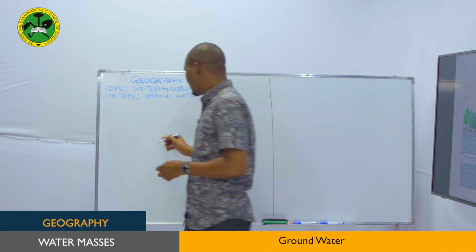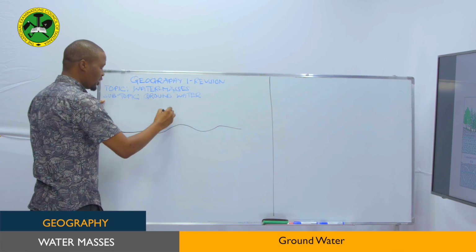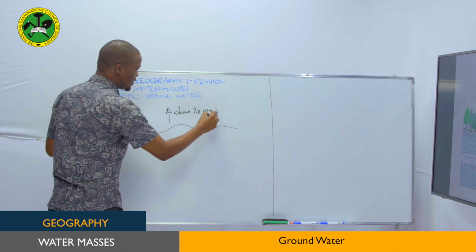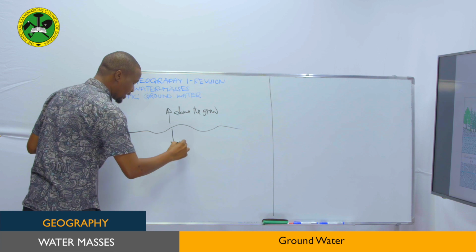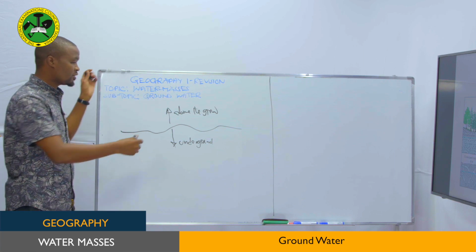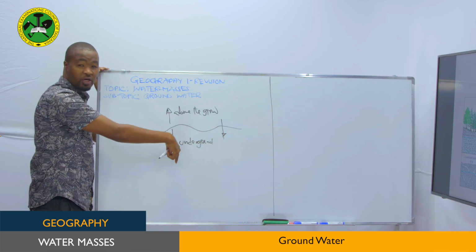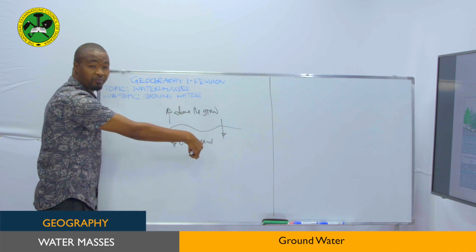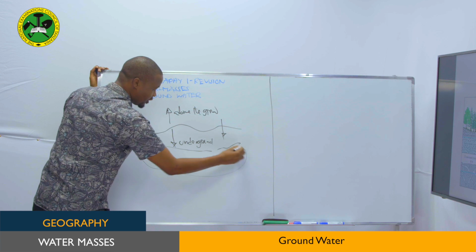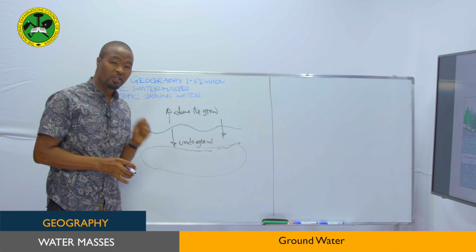Let's assume this is the ground. Right here, this is above the ground. So if this is above the ground, we have the underground right here. We have rock found underground. For instance, during rainfall, there will be either infiltration or percolation of water underground. Water will move down inside the crust. It will find different rocks, and some of the rocks can be made of what we call empty space.